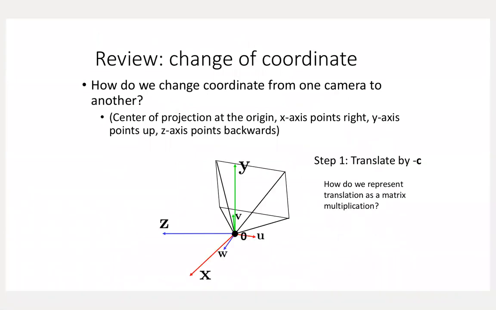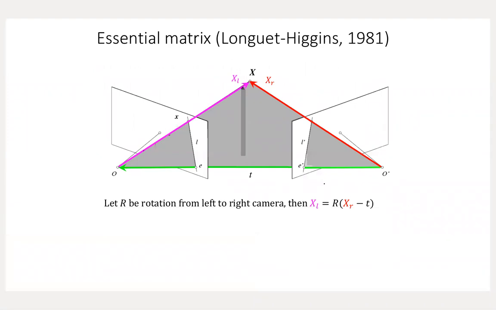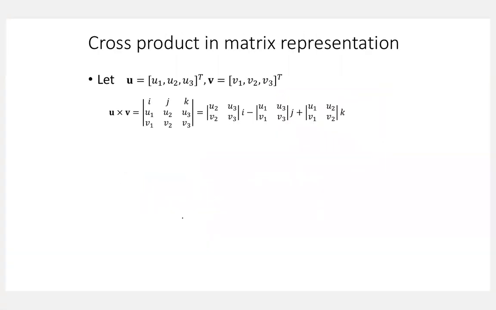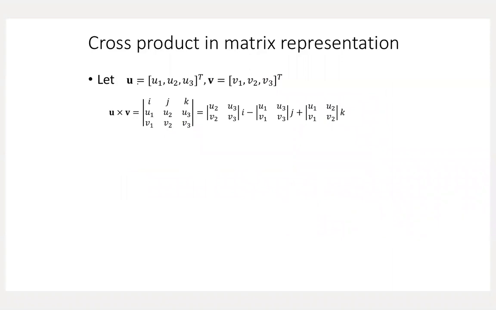As we mentioned last time, therefore we have XL equal to (XL minus T) times R. And what we're going to claim is that our essential matrix is simply, okay, before that, we need to define something that you may not have seen before.